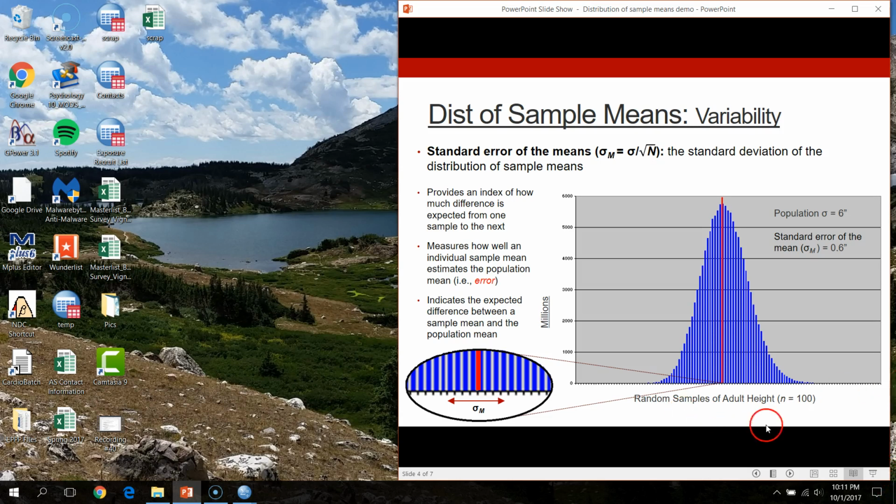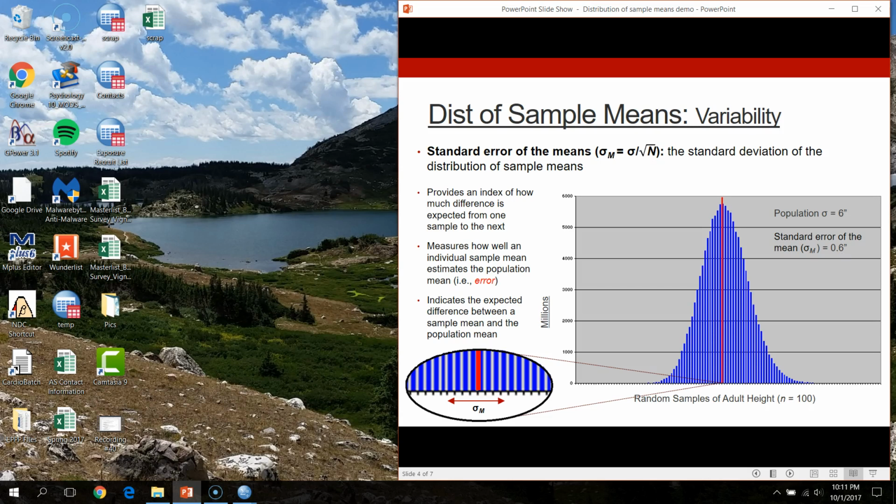If you recall, in our example the standard deviation of height is 6 inches in the population, and so our standard error of the mean is going to be our population standard deviation divided by the square root of the sample size. So if we take 6 divided by the square root of 100, which is 10, it gives us a standard error of 0.6 inches.